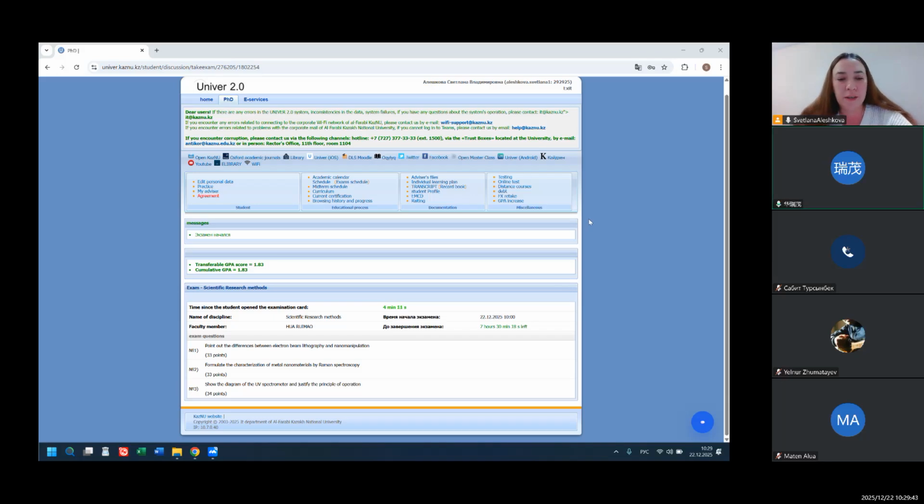In my ticket, I have 3 questions. The first is to point out the differences between electron beam lithography and nanomanipulation. The second one is to formulate the characterization of metal nanomaterials by Raman spectroscopy. And the third one is to show the diagram of the ultraviolet spectrometer and justify the principle of operation.